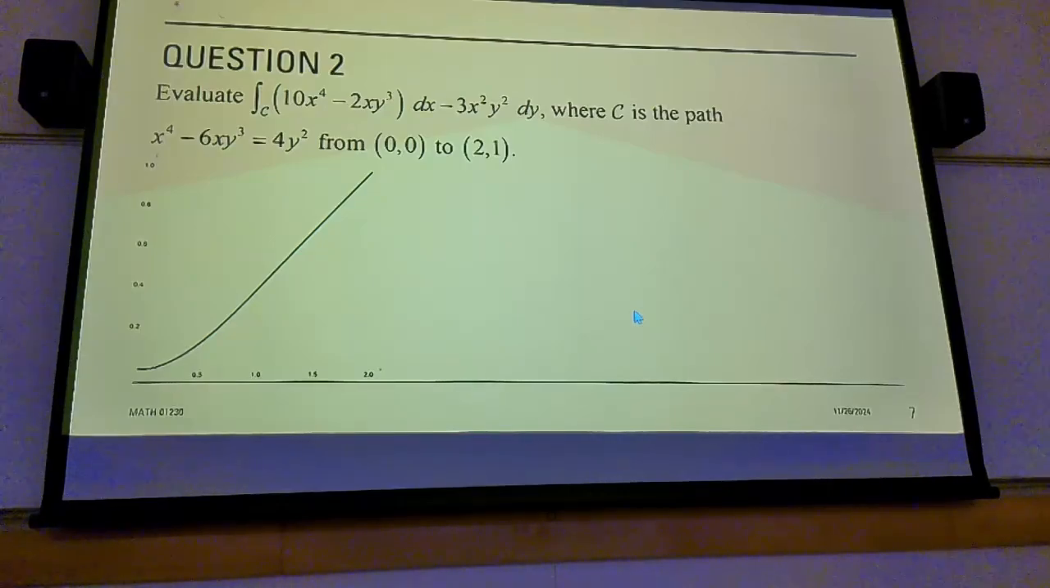So we have to parameterize that path. Oh boy. Do you notice anything about the vector field?